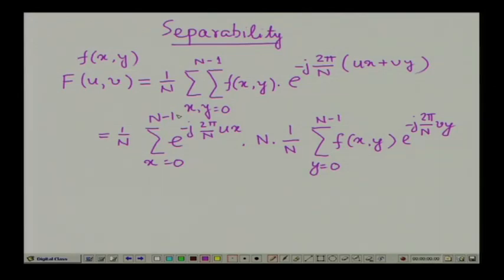Here we have seen that this inner summation gives the Fourier transformation of different rows of the input image f x y, and the outer summation gives the Fourier transformation of different columns of the intermediate result that we have obtained. The advantage of this separability property is that we can do the two-dimensional Fourier transformation in two steps.